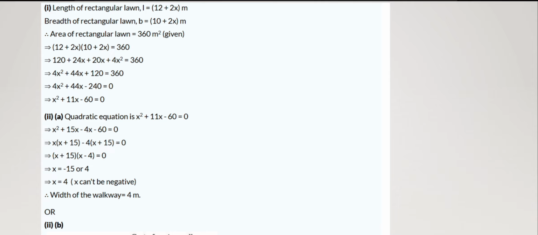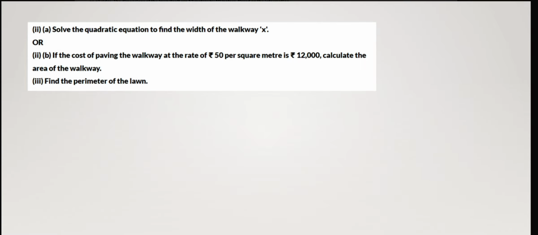So the answer is 4. If you have any doubts related to this, you can write your query in the comment box. Part 2b: if the cost of paving the walkway at the rate of 50 per meter square is 12,000, calculate the area of the walkway.